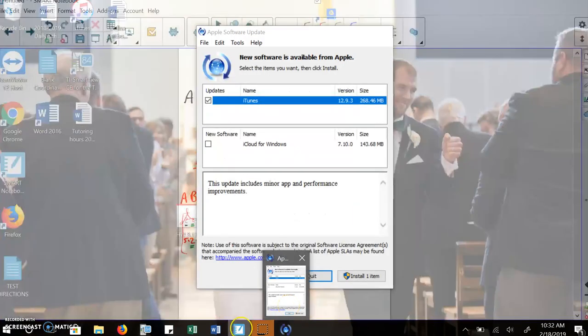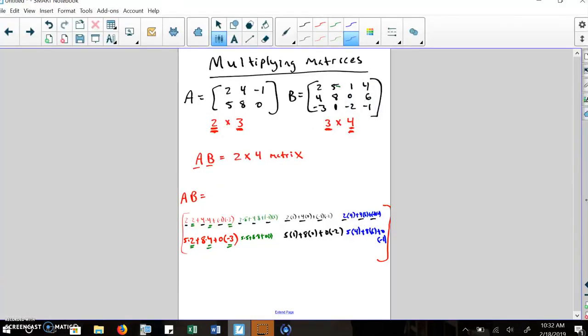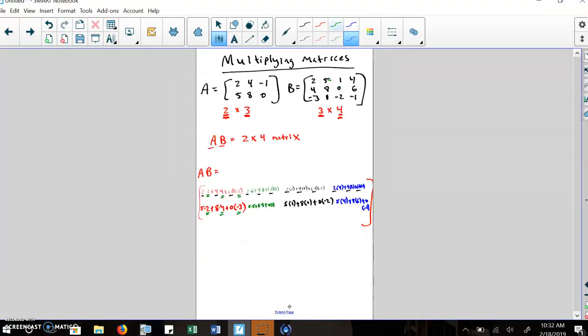And now the last little bit that we need to do here is the math for adding these together. I'm going to show this in 2 steps. So if we go through and do this, 2 times 2 is 4, 4 times 4 is 16, negative 1 times negative 3 is 3. So there's going to be my first entry. 2 times 5 is 10. 4 times 8 is 32. Negative 1 times 1 is minus 1.